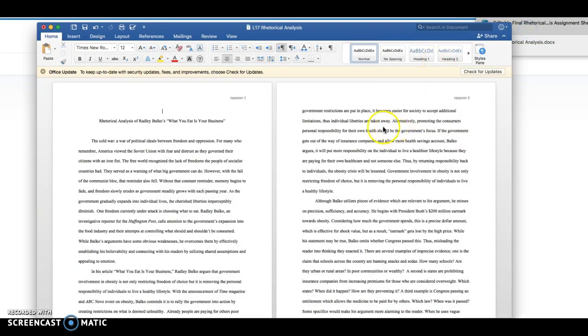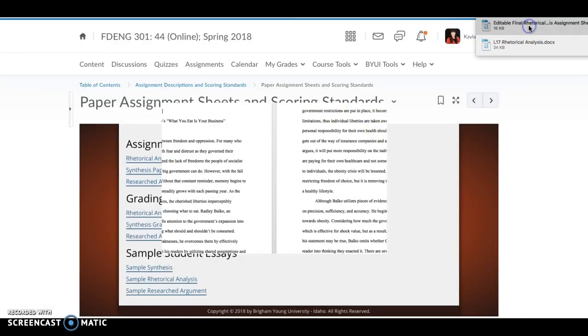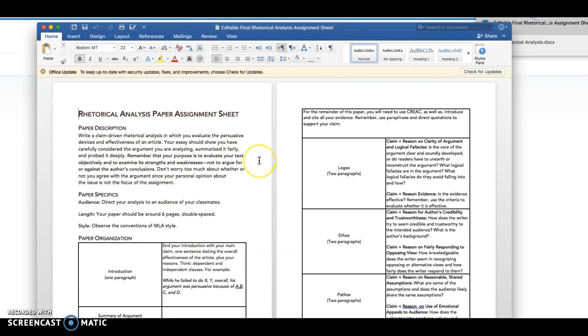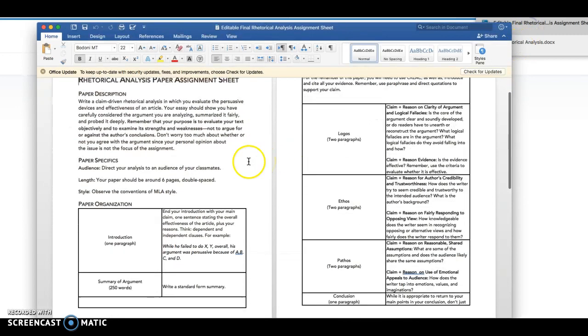Let me open that up. This is my student example, so give it just a second to open. Here we go. So this is the assignment sheet for the rhetorical analysis paper. So you're writing a claim-driven rhetorical analysis in which you evaluate the persuasive devices and effectiveness of an article.